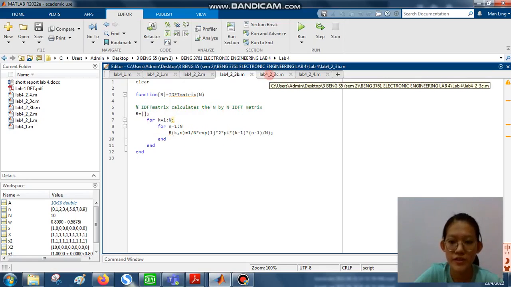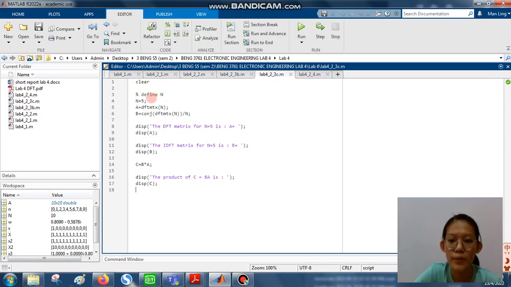Then for question 3c, we will compute A and B with N equals 5, where A is equal to the DFT matrix and B is equal to the IDFT matrix, which we will replace with the conjugate DFT matrix divided by N. Then we will also compute the matrix C, which is equal to B times A. Then we run the code to see what the product is.